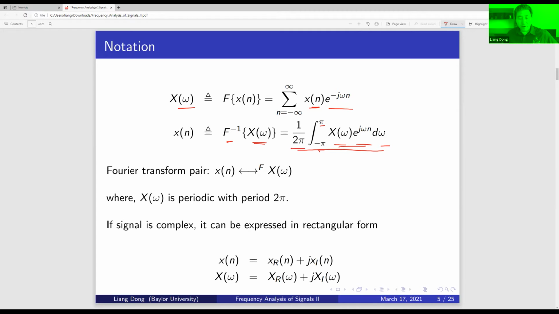X omega is periodic with period 2 pi, as we see here, and that is also because the time domain signal xn is discretized.